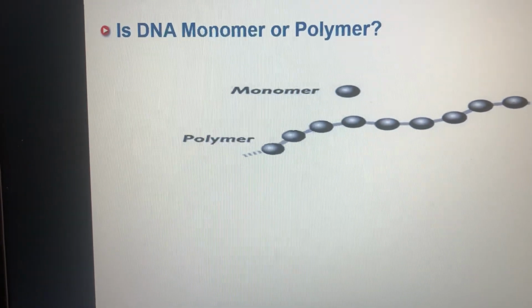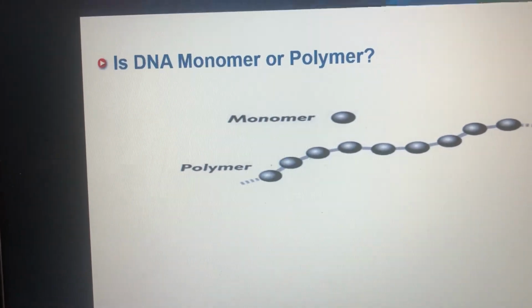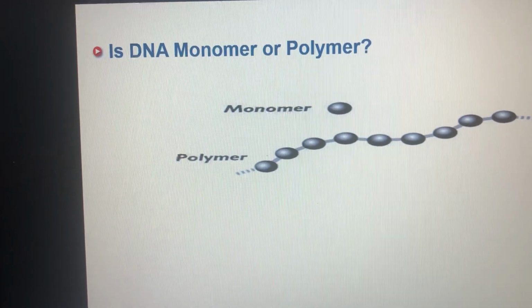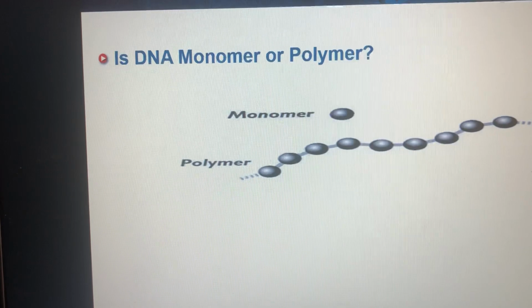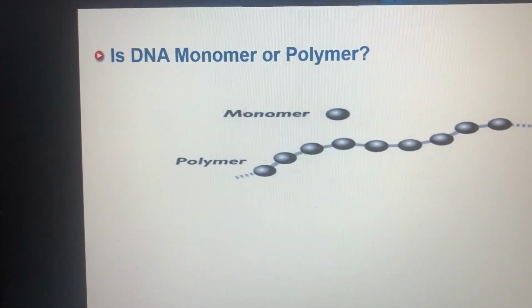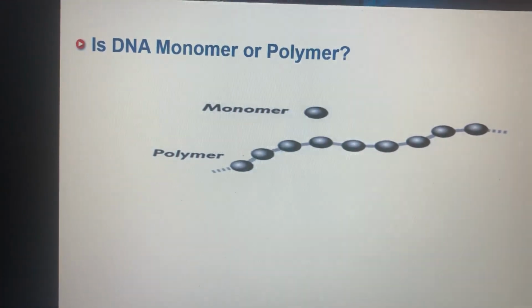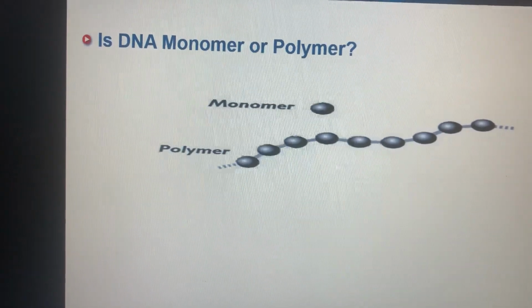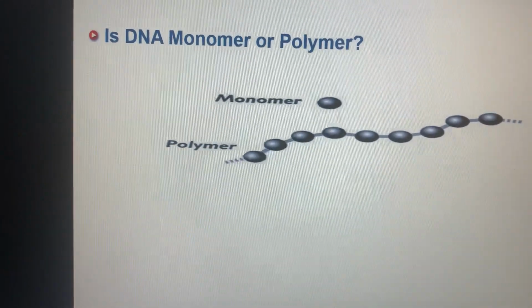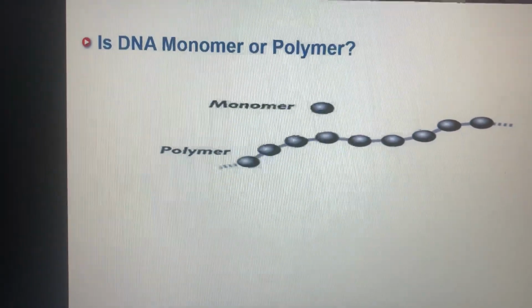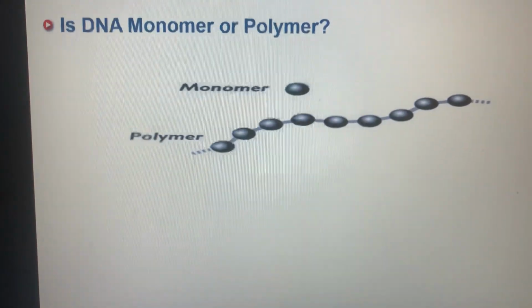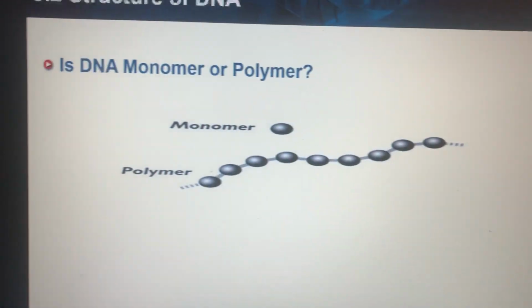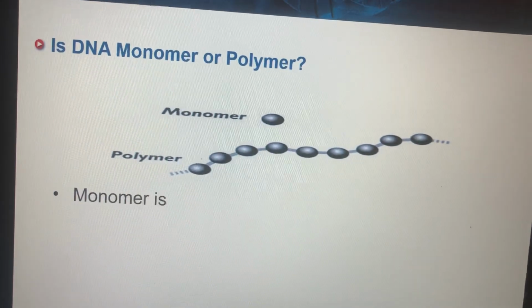So, which one is larger? A polymer is made up of monomers. Very good. So, the monomer is the smaller subunit. The polymer is the long chain that is made up of many monomers connected together by different bonds. Okay, do you think the DNA is a monomer or a polymer? Actually, the DNA is a polymer.